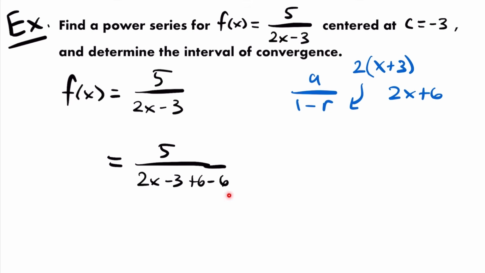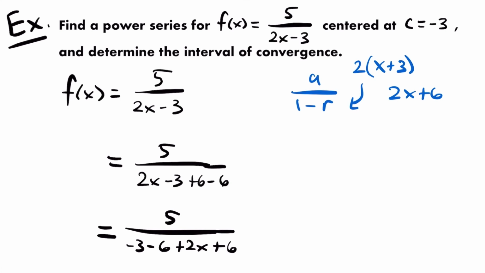And now we can reorder our terms to have 2x plus 6. So if we do that, this will be equal to 5 divided by negative 3 minus 6 plus 2x plus 6. All right, so I just reordered our terms. Now we have 2x plus 6 in the denominator, just like we want. And we have negative 3 minus 6, which will combine to be negative 9. So this is equal to 5 divided by negative 9 plus 2x plus 6.